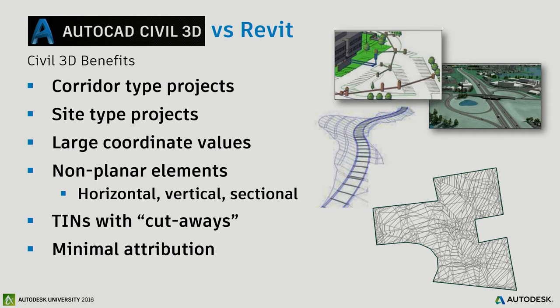Okay, the other thing that Revit can't do that Civil 3D does is TINs with cutaways. What is a TIN? Triangular irregular network. They're used to represent surfaces, whether it's a top surface or maybe subsurface, geotechnical surfaces. We can have cutouts, we can have curved boundaries. In Revit, what happens? These things all get filled in. Okay, so that is a difference between Civil 3D and Revit.